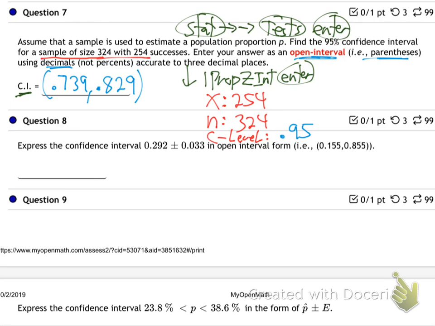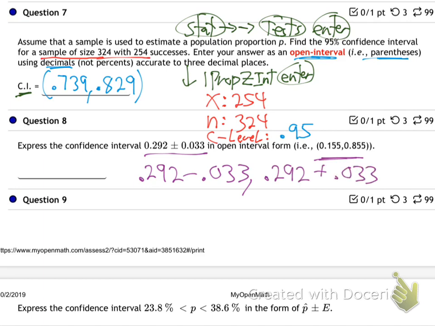Good. I'll try number 8 there. They're wanting you to take this and write it as an interval. Give me a second. So if we take 0.292 and we give or take 0.033, then you just go 0.292 minus 0.033, comma, 0.292 add 0.033.